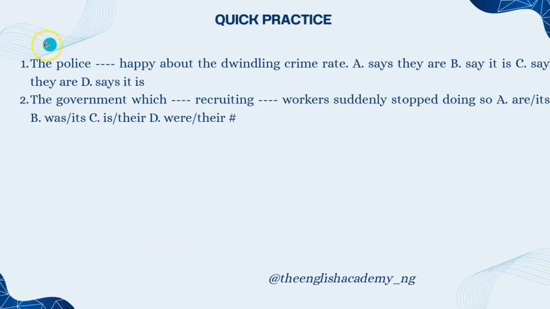Let's look at this example. The police blank happy about the dwindling crime rates. Say they are, say it is, says they are, says it is. The answer is what? The police say they are. That's option C. That's plural, because the police is talking about individuals in that group.